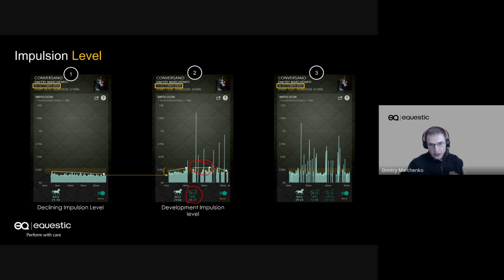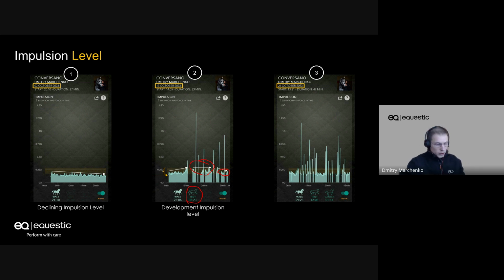So we would say that in this shape of horse fitness, 30 minutes is more than enough. So it's enough for her to stop, and we shouldn't continue the training session once we see this declining trend in the impulsion. So that's why it is very important to stop and finish the training if you see these changes of impulsion.